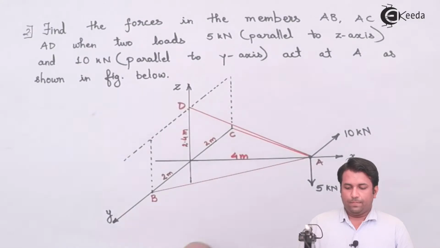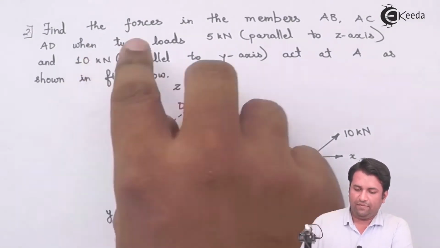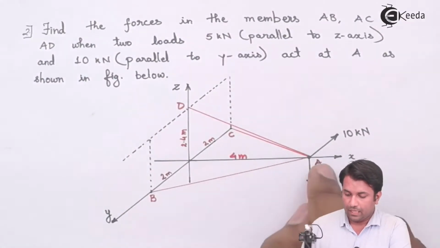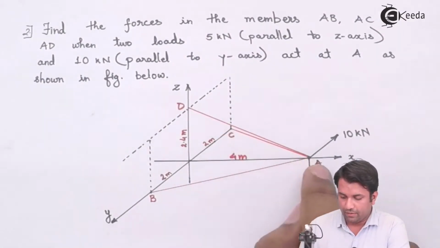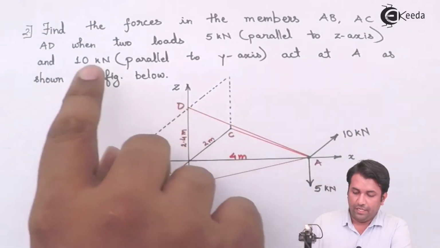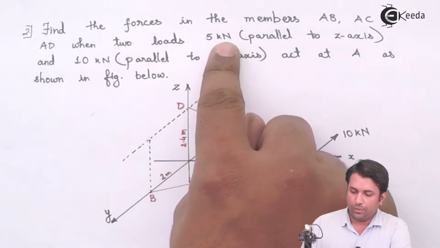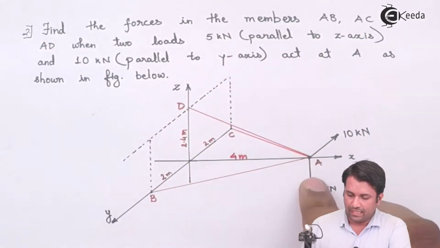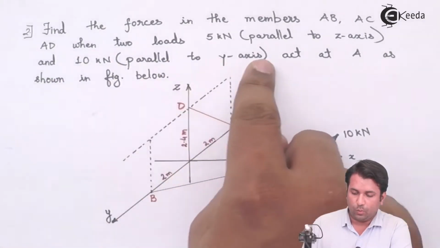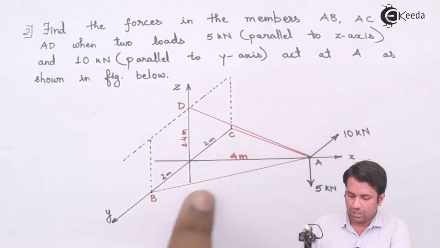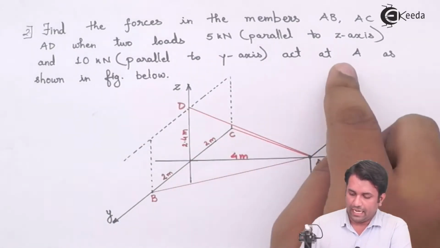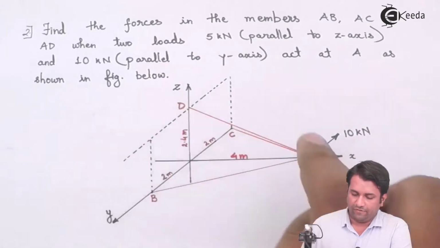In this example, you can see that I have to find the forces in the members AB, AC and AD. There are two loads: 5 kilonewton parallel to Z-axis, that is acting vertically down, and 10 kilonewton parallel to Y-axis. It is acting at A as shown in the figure.